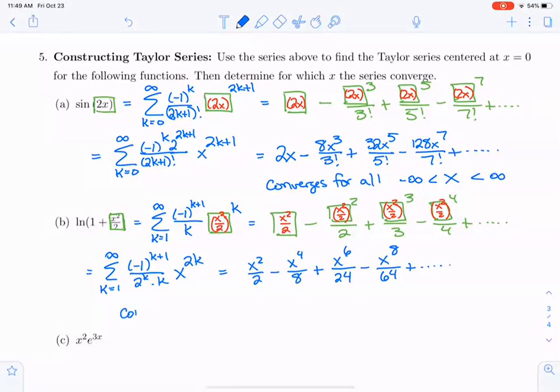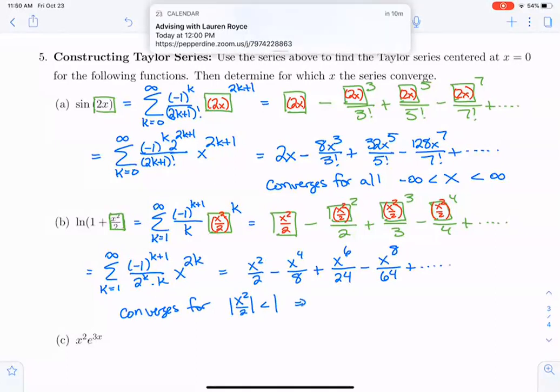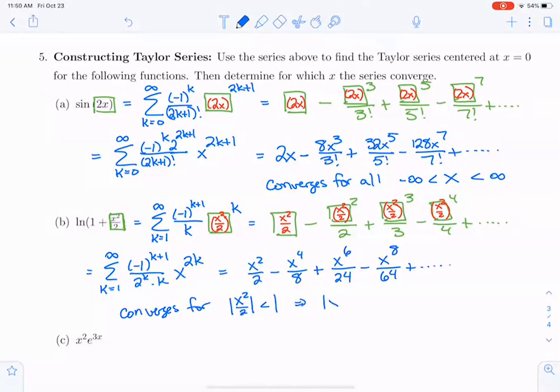So what does this converge for? This converges for, well, what's in the box has to be less than 1 in absolute value. That was the radius of convergence, which was 1. So that converges for x squared less than 2. And so that converges for absolute value of x less than square root of 2. Okay, so that is the radius of convergence, which is the square root of 2.